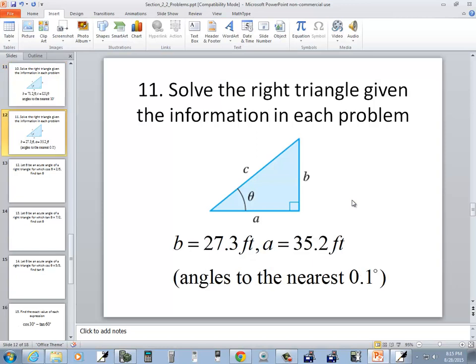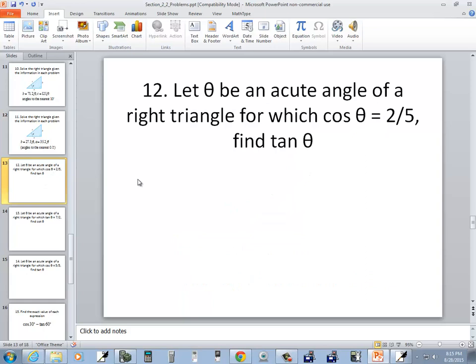Let me grab a... Oh no, solve another right triangle. I just showed one of those. I guess there's no use to show another one. I'm not sure why I have so many of those. Okay, let's take a look at number 12.